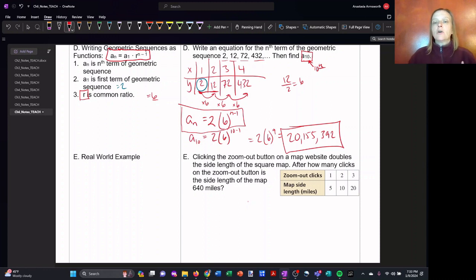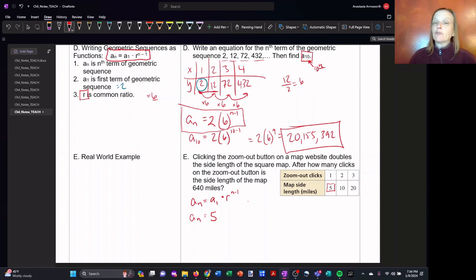I'm being asked, after how many clicks is it going to take for the side length of the map to be 640 miles? The easiest way to figure this out is to come up with a function and then see when my function equals 640 miles. So let's do that. Remember, when we write a sequence, we want the format a sub n equals the first term times our common ratio to the n minus 1 power. And my starting term in this sequence is 5.